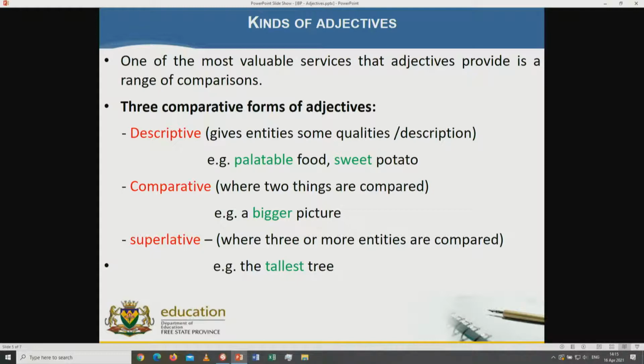Now let's come to comparative, where two things are compared. The word comparative: we compare. You take two things. You look at the similarity or difference, but now you compare. What do you say when you compare? We say a bigger picture. Bigger is a comparative degree because it compares one picture to another. So hence it's a comparative degree. You can say the smallest boy in the classroom or the shortest boy in the classroom.